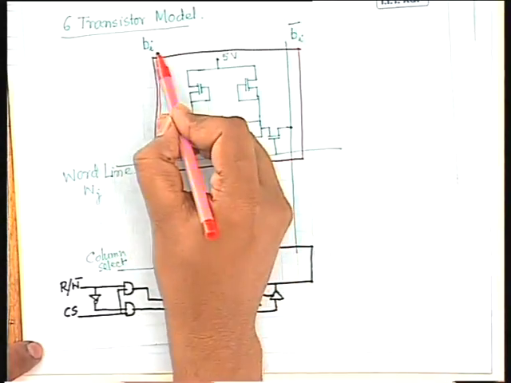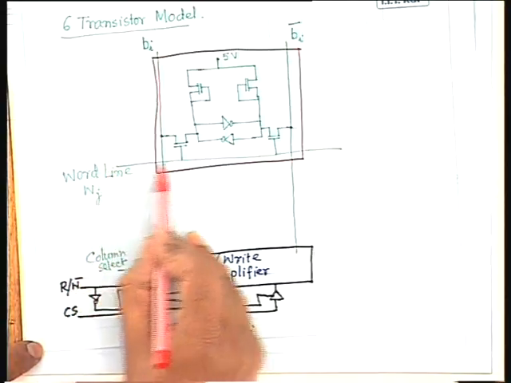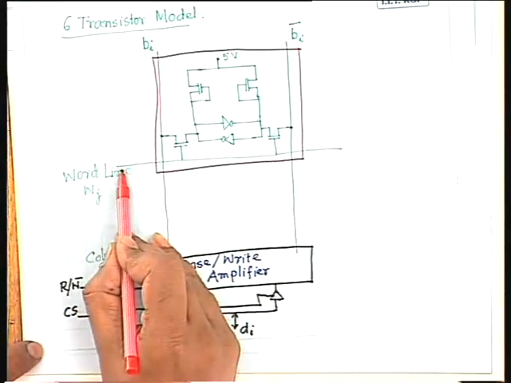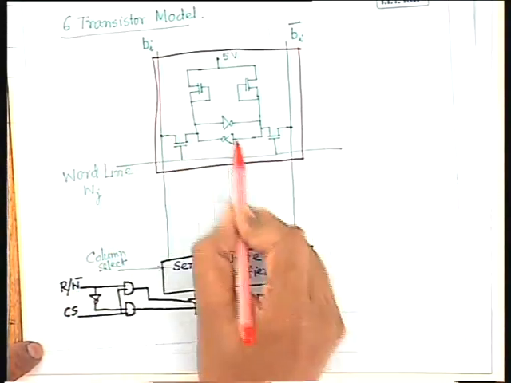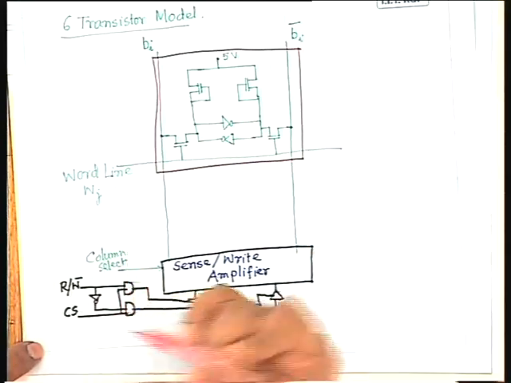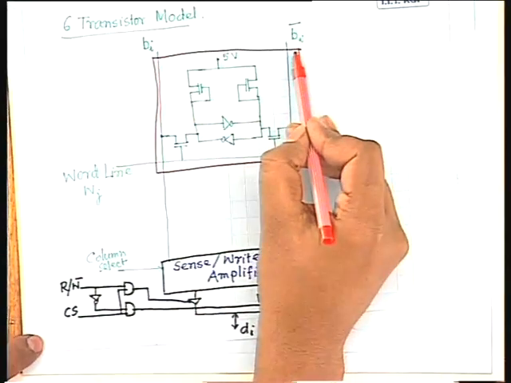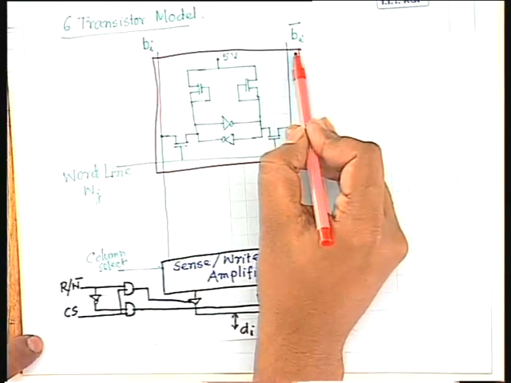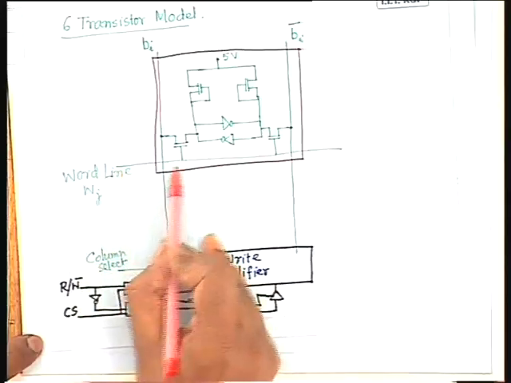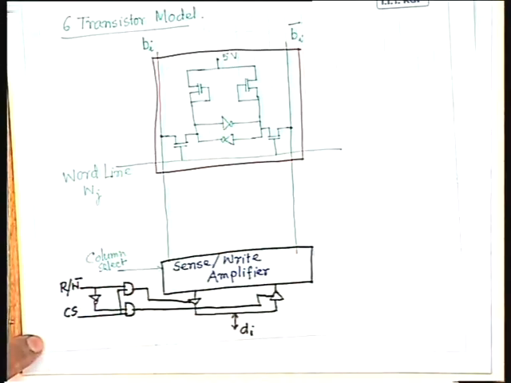So if I set this line to high and this line to low, and select this particular cell through this word line Wj, in that case 1 will be written in this cell. Similarly, if we want to write a 0, I have to drive the BI line to 0 and the BI complement line to high or 1, and select this cell through this word line Wj. In that case 0 will be written in this cell.